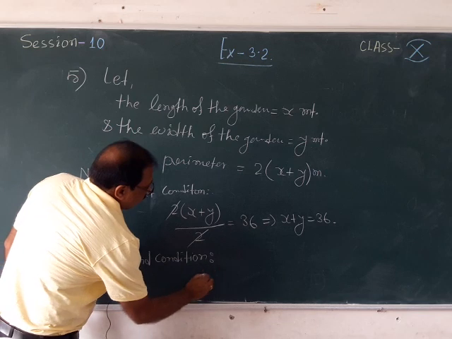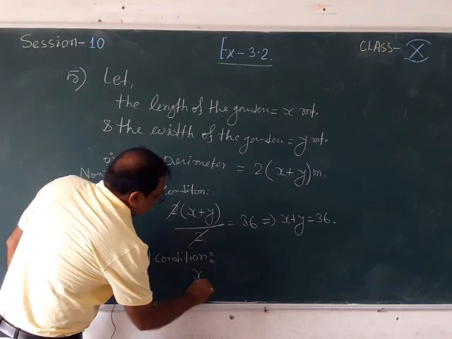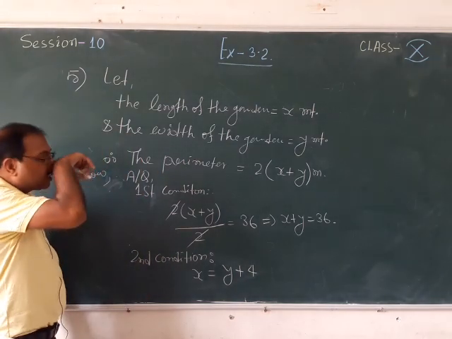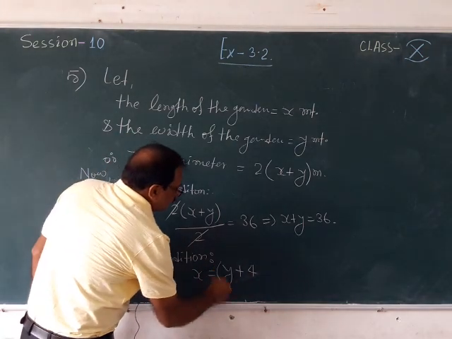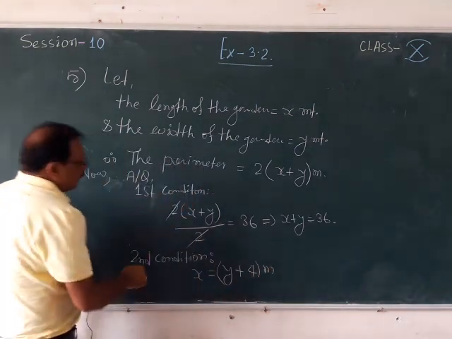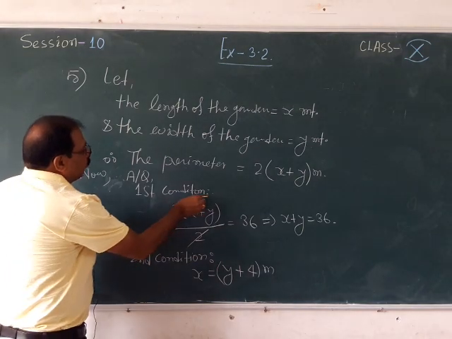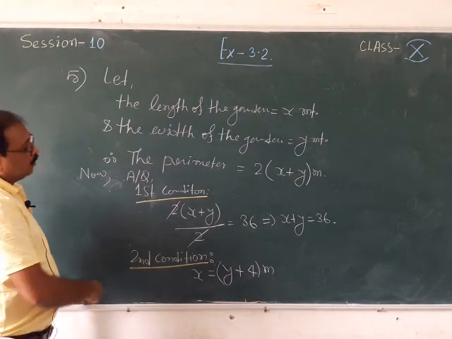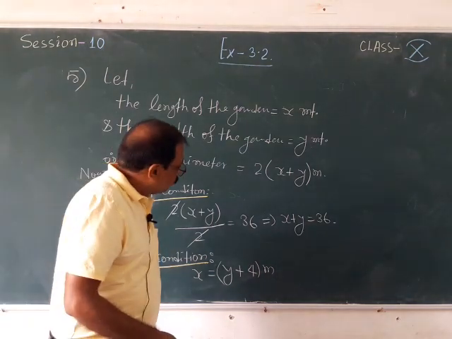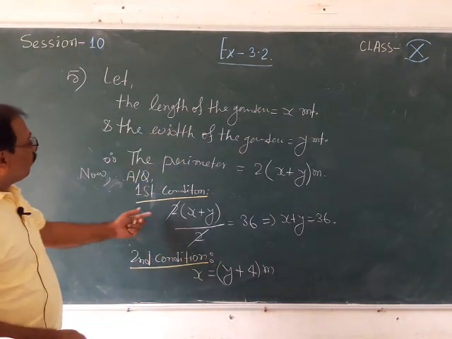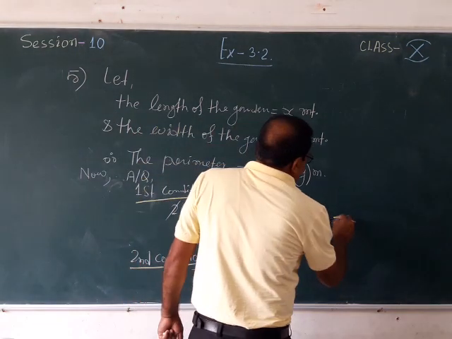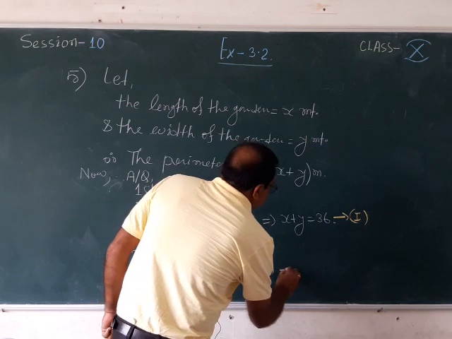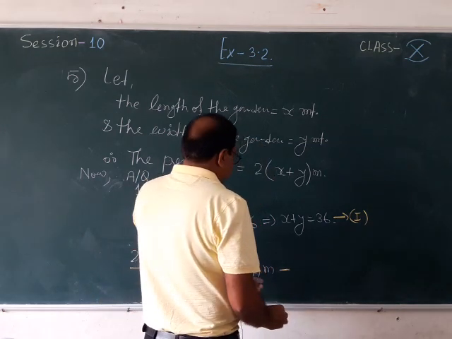So length is x, and x is 4 meter more than the width. That means x equal to y plus 4 meter. Okay, this is the second condition given in the question. So the first condition and the second condition. Always you have to check the conditions. You should have two conditions. So the first equation you have is x plus y equal to 36, and the second equation is x equal to y plus 4.